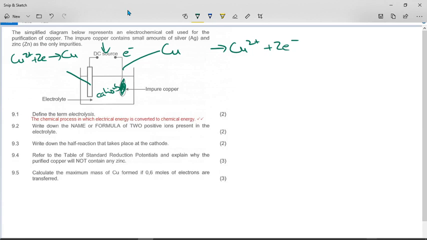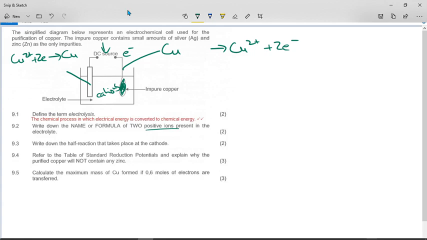Okay, so define the term electrolysis. It's the chemical process in which electrical energy is converted to chemical energy. Write down the name or the formula of 2 positive ions present in the electrolyte.